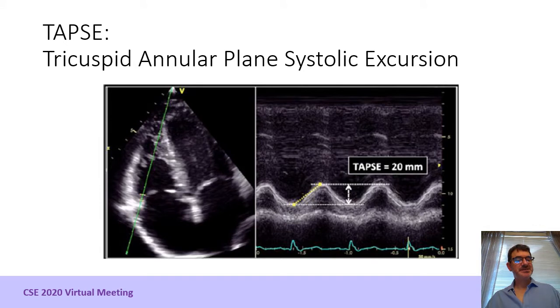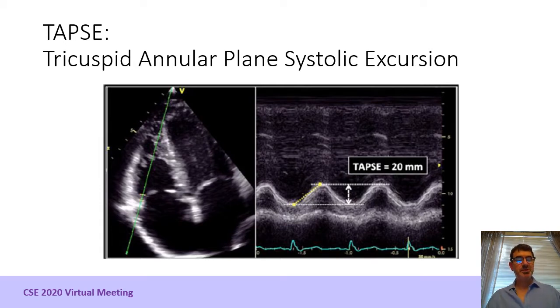Moving on to RV systolic function, we have both regional and global measures. The regional measurements focus mostly on the base to apex motion of the RV free wall. TAPSE, or tricuspid annular plane systolic excursion, measures this motion. What you do is you place your M mode cursor through the tricuspid annulus and activate the M mode, and you measure from the M mode tracing the distance excursed by the tricuspid annulus from the beginning of systole to the end of systole.